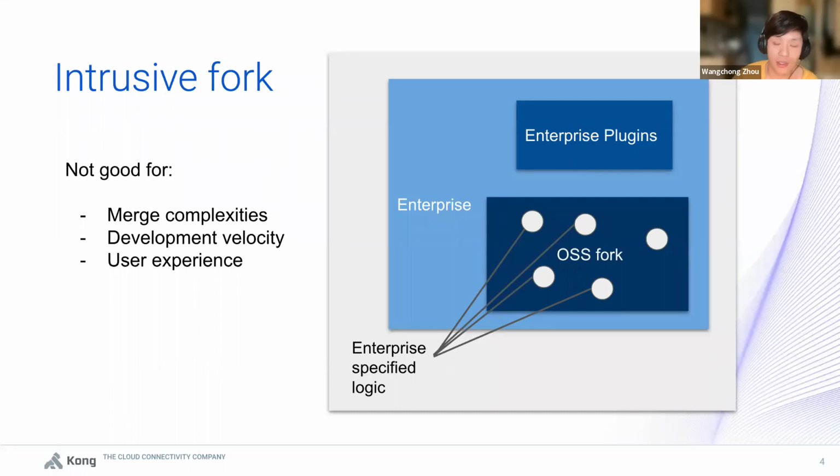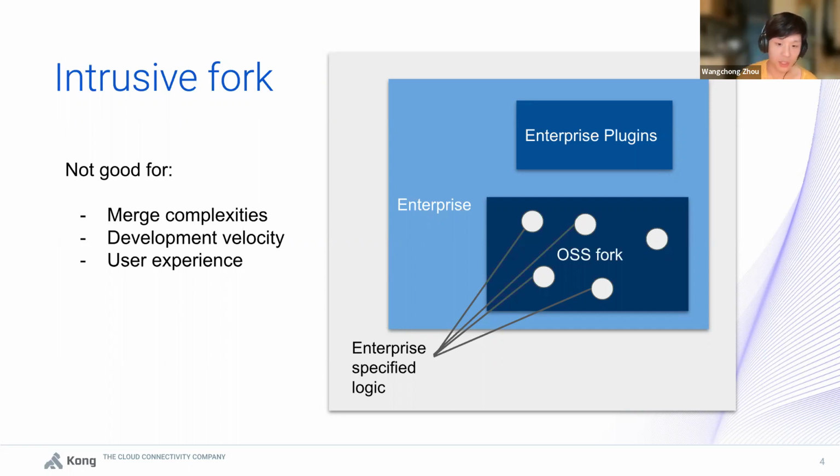So before we get to the topic on why we do this, let's have a look at how we're doing it right now. For the enterprise version, we have it forked from the open source version. We call it the OSS fork. And all the enterprise features and plugins are implemented as what we call an intrusive fork, where all the code is spread all over the code space. And this is causing several problems.